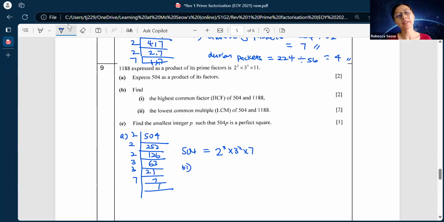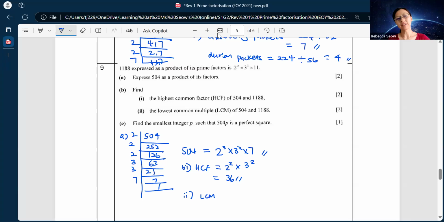Find the HCF of the numbers there. 504 and 1188, which has to split up for us. So the HCF will be 2 to the power of 2 times 3 to the power of 2. And the question then asks us to leave it in index notation, so we have to multiply. Answer is 36.